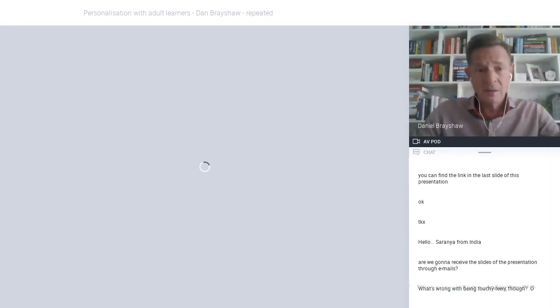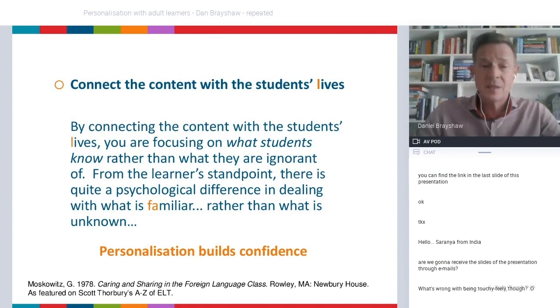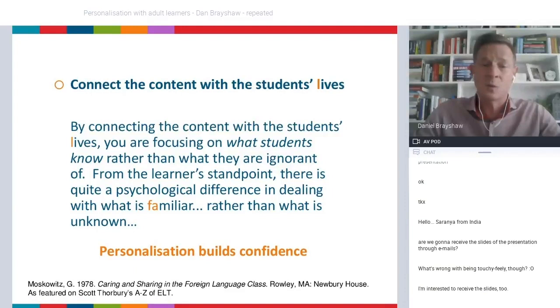In a nutshell, Moskowitz, I believe, was saying that personalization builds confidence. It's human nature to want to talk about yourself, and it's a topic that we are all very familiar with. So a great one on which to draw in the language classroom.